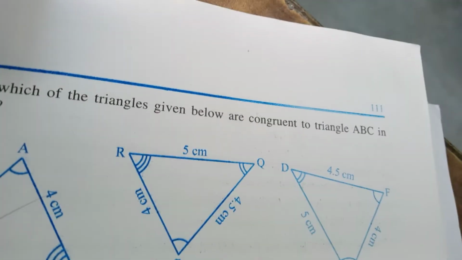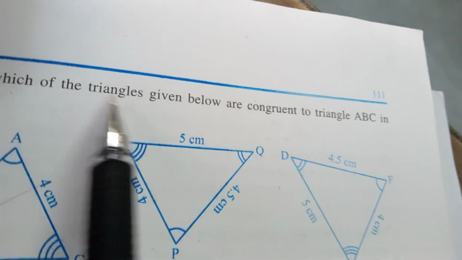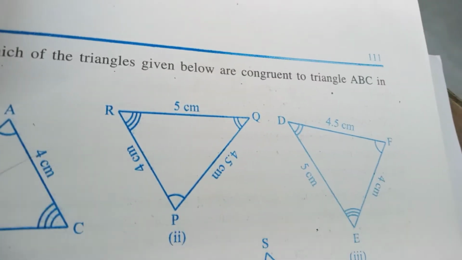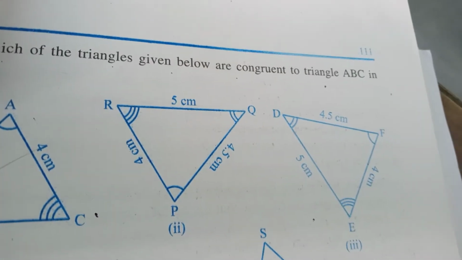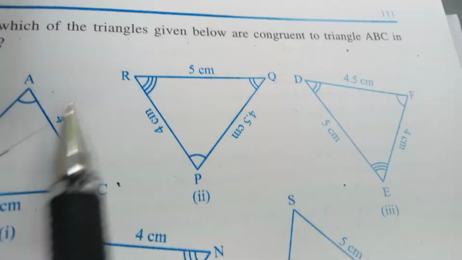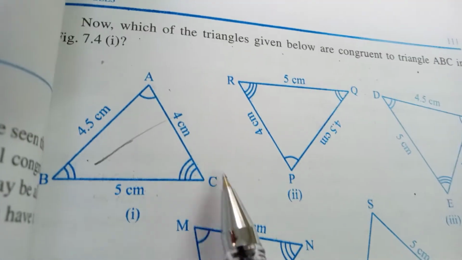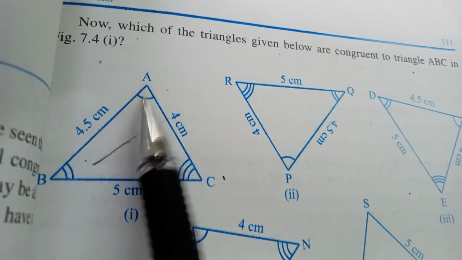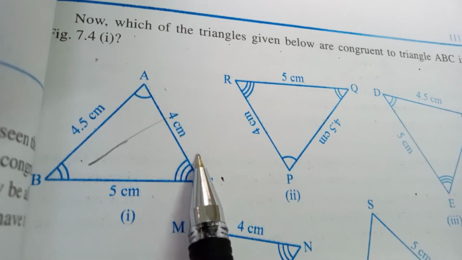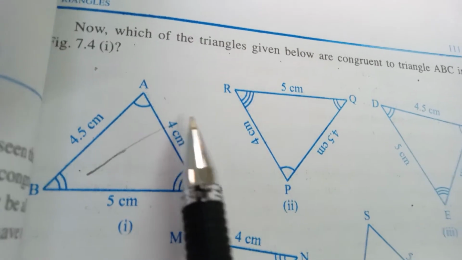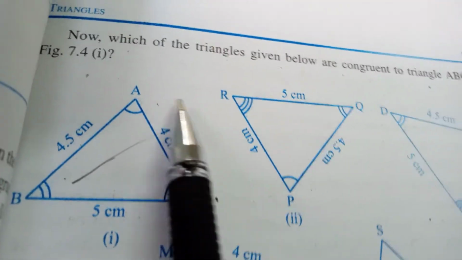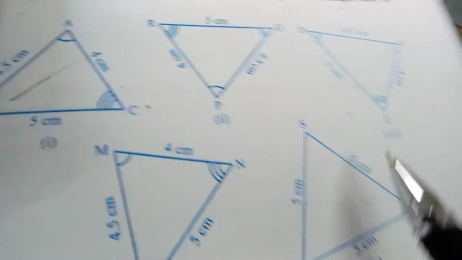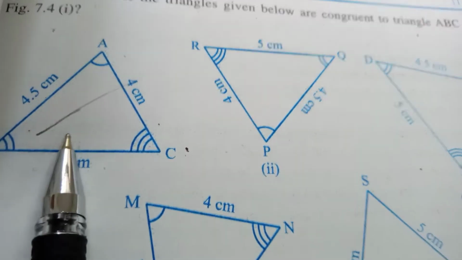So, which of the triangles given below are congruent to triangle ABC? For ABC, how many triangles are congruent? Can you see here ABC? The length of AB is 4.5, BC is 5 and AC is 4. So if I am getting exactly a triangle of the same lengths which correspond, we can say that the given triangles may be congruent to this one.